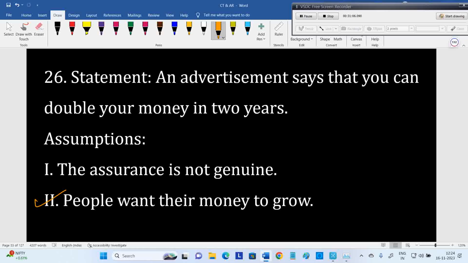But yes, they gave an advertisement saying the money will double in 2 years, which means there are some people who require that. For any product advertisement, they are spending lakhs of amount. That's why they are giving the advertisement. They know there are some people who require it. That's why I said everybody is intelligent, everybody is clever. Nobody wants to waste their money. So they are giving advertisements because there are some people who want that. Whether the assurance is genuine or not, we cannot decide here. They said double in 2 years. Fine. People want their money to grow. There are some people who want to grow their money, that's why they are giving the advertisement, tempting them and getting the amount. Whether it is genuine or not, we can decide later, but we cannot show it.